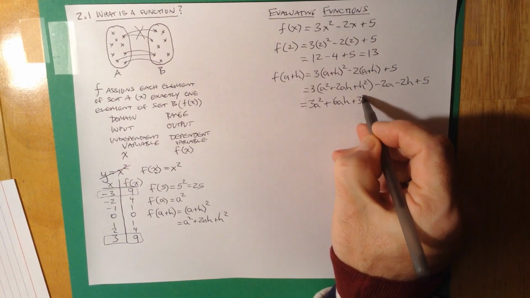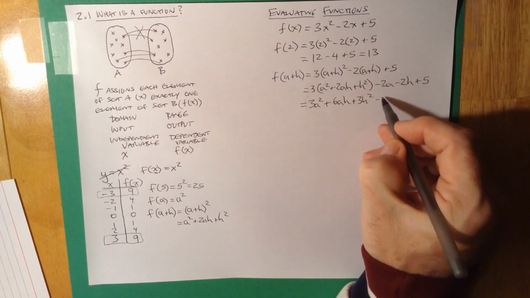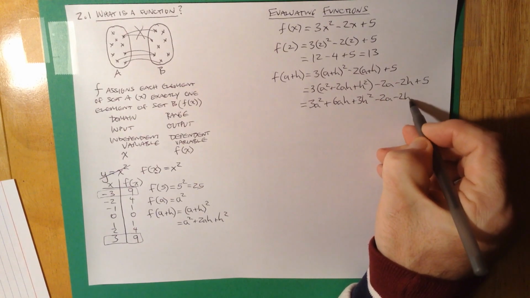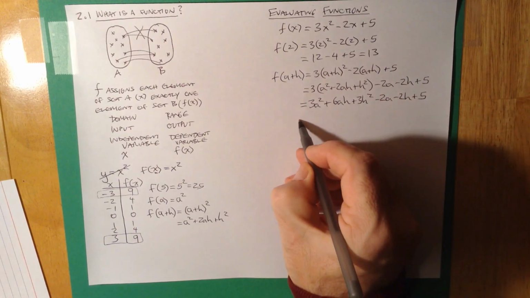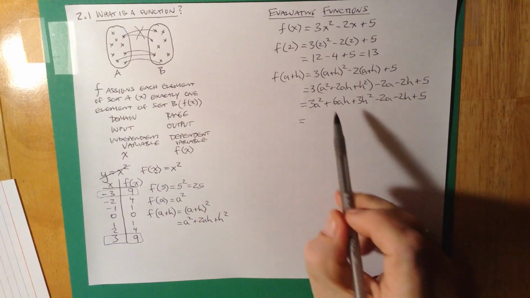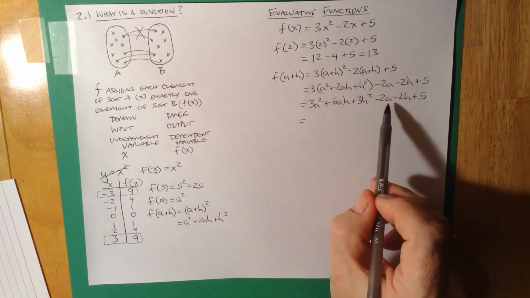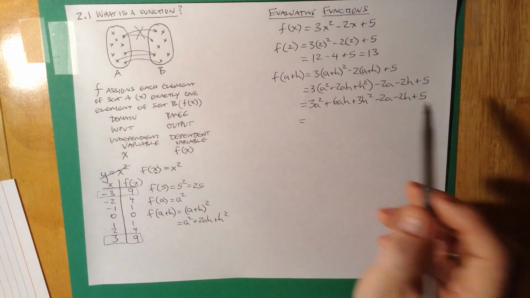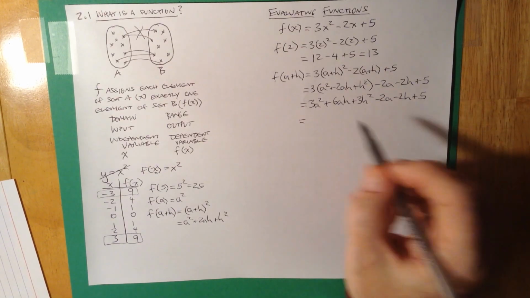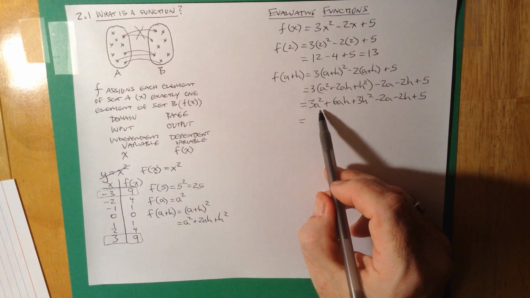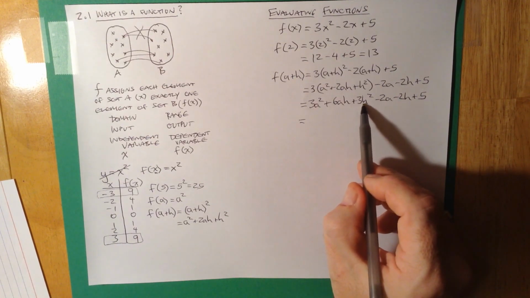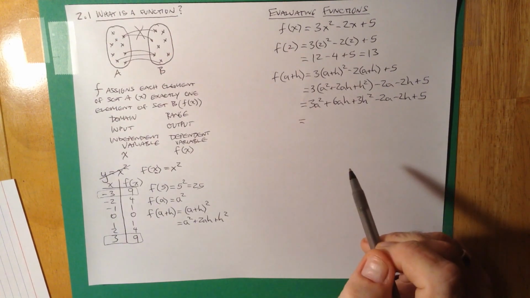6ah plus 3h squared, and then we'll just write this down for completeness. And now we collect like terms. Are there any? Well, we got a squared, h squared, a. Nope. We're done. So we can't simplify that because there are no combination of variables that are exactly the same.